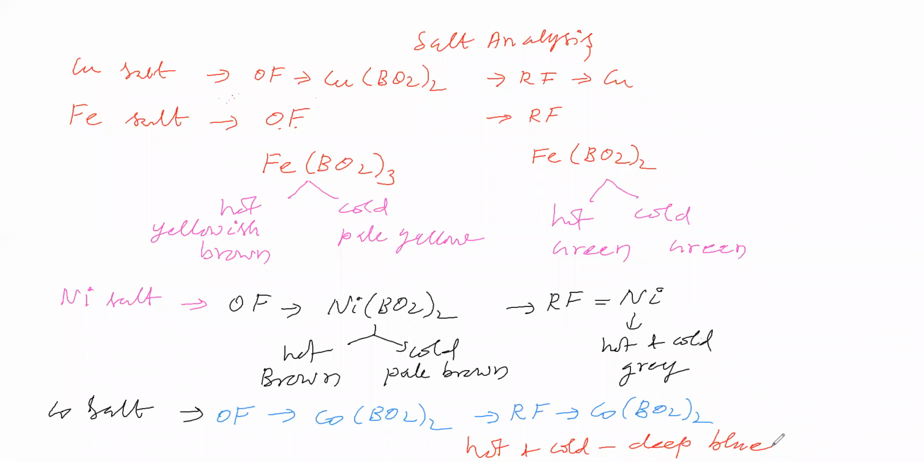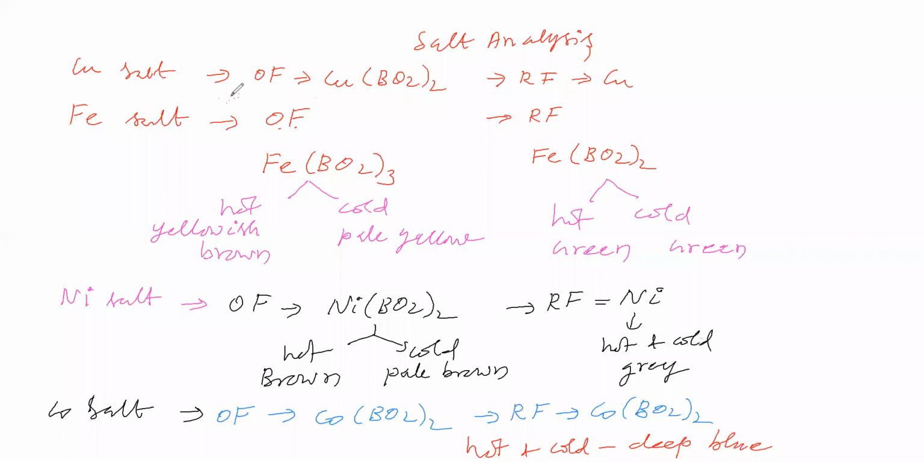Now, cobalt salt shows a blue color. Anhydrous cobalt salt is blue. Hydrated cobalt salt is pink. So hot and cold, in the sense, anhydrous will be there. Therefore, deep blue is existing. Cobalt metaborate in hot as well as in cold, only deep blue is there. No pink color. Only deep blue.